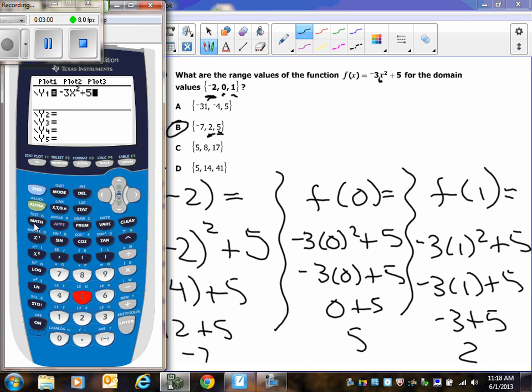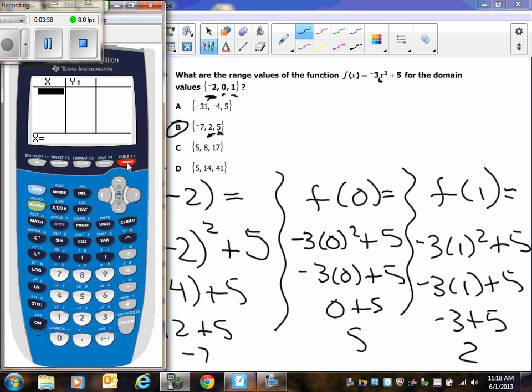Now, I want to take a look at my table, but honestly, I really don't want every x value that's out there, because if I hit second graph or second table, I'm getting all these x values. I just want to know about these three, negative 2, 0, and 1. So what I'll do is I'll go ahead to my table setup and tell the calculator to ask me what x values I wanted to plug in. So I hit second table set, which is under window. Go down to your independent. Remember, the independent are your x values. And hit ask.